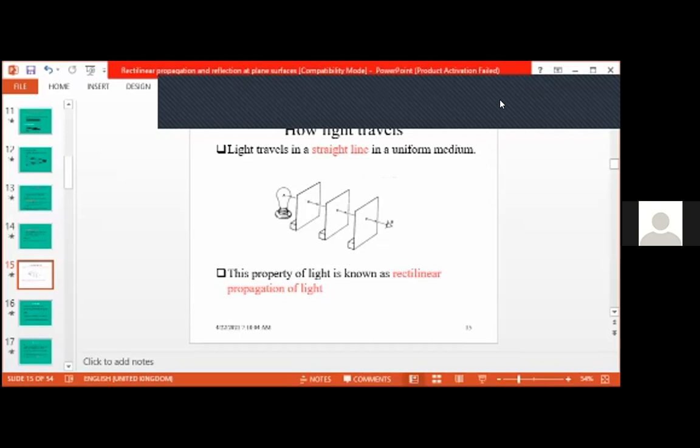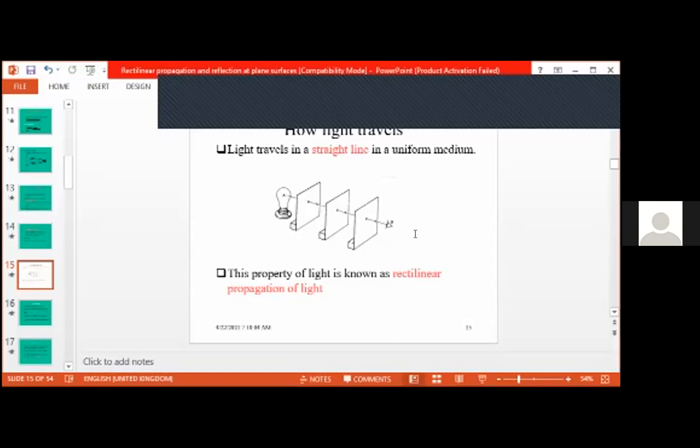If you have a setting like we have in the diagram, I don't know whether we are able to see that. Yes. So we have three cardboards that are mounted, and they have holes at the same level. And on the other end, we have a bulb. Then somebody looking through the holes will see the light.